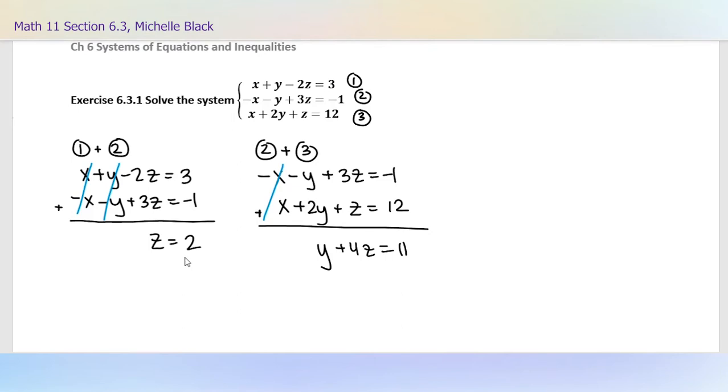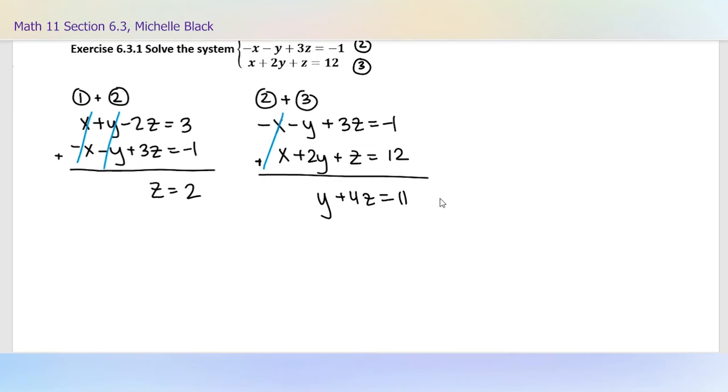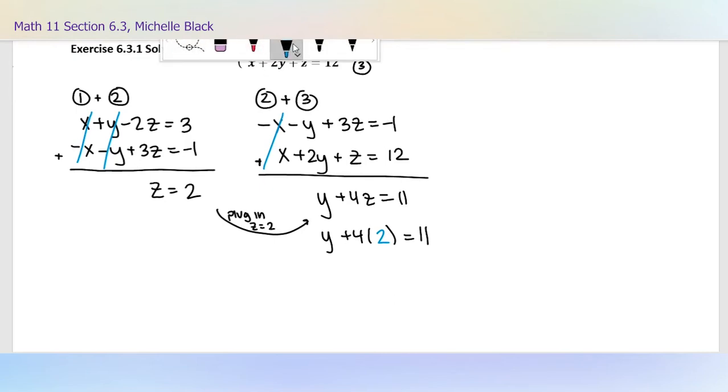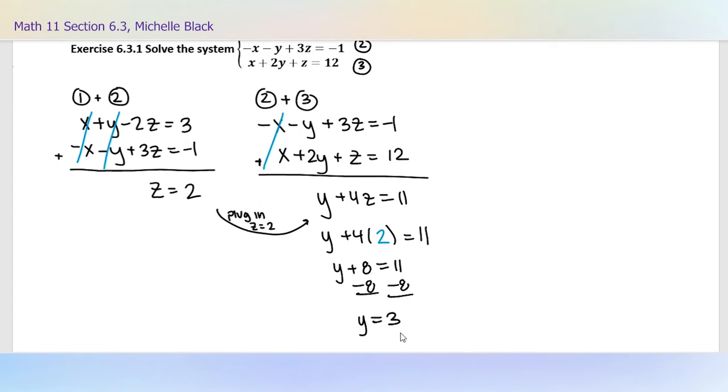But I do know what z is, right? Z is equal to 2. So I'm going to plug that into this new equation I found. So now I have y plus 4 times 2 should equal 11. Or I have y plus 8 equals 11. I subtract the 8, I get y equals 3.